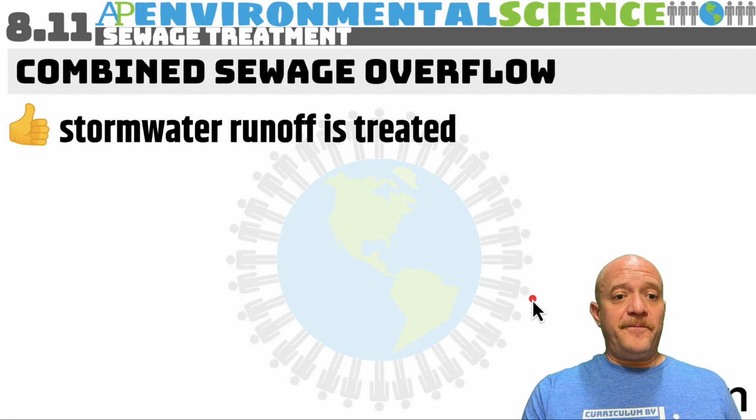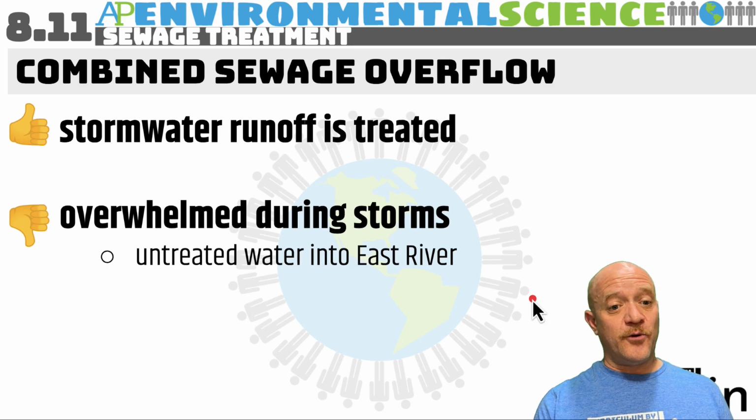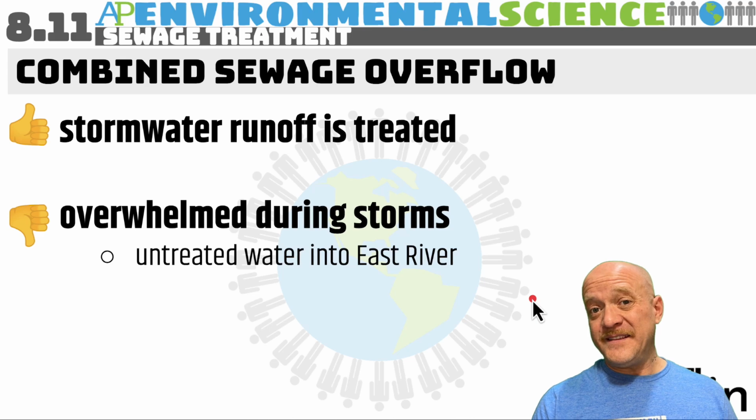Okay, so the overview. The good thing in New York is that our stormwater runoff, for the most part, is treated. However, during storms, it is overwhelmed, and any sort of untreated water will run into the East River or Hudson River, New York Harbor, one of the waterways around the city.